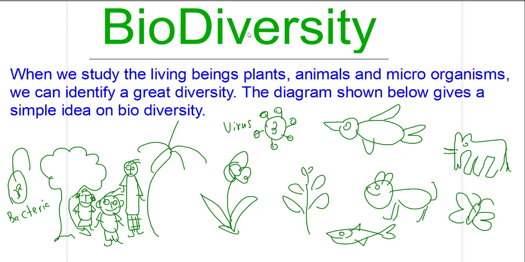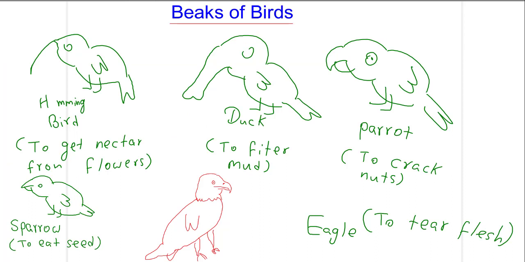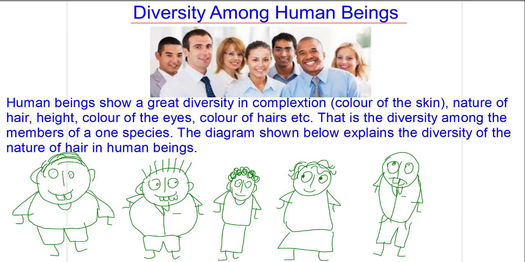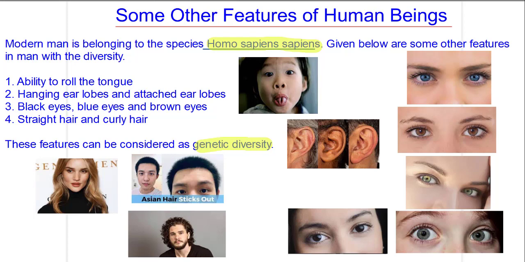And we will explain the different animals, plants, like things that are there. We explained last week the diversity of the beaks of the birds, and I have drawn an eagle also there, right? And in the different faces of human beings, we can find diversity. And some other features of human beings: rolling the tongue, shapes of the earlobes, colors of the eyes, the hair, right? We have understood that is called genetic diversity. We have discussed that.